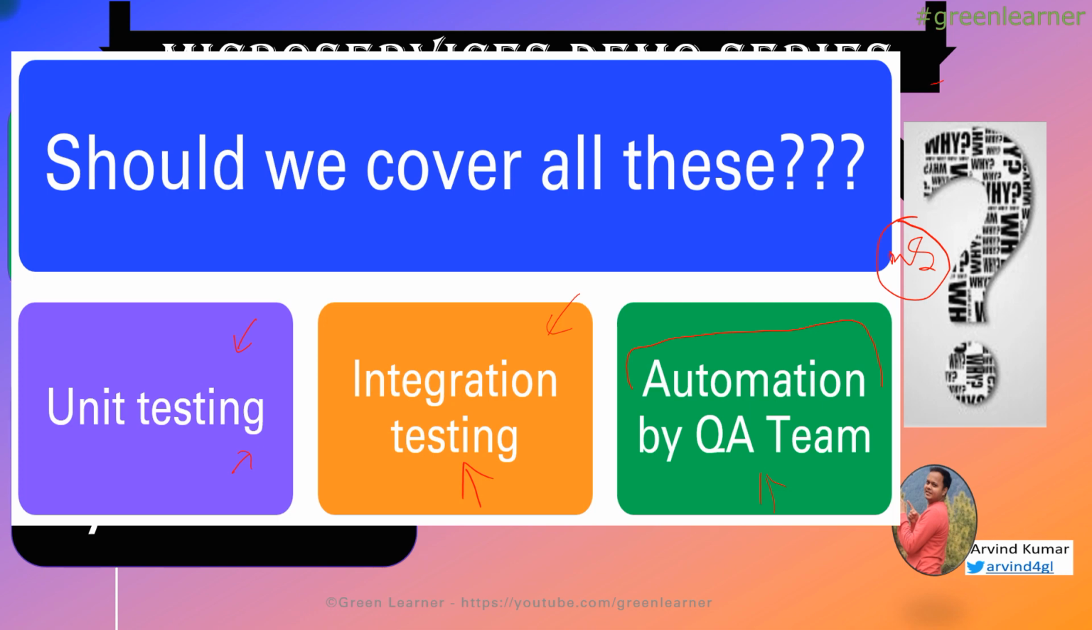So here the question is: why are all these needed? These are all part of testing, and if we have covered the unit test cases, then why do we need the integration test cases? And even when we have covered the unit and integration test cases, why do we need the automation by the QA team? So here it is very important to understand the role of the specific testing that we are performing. These are the three places where we do the testing of our application.